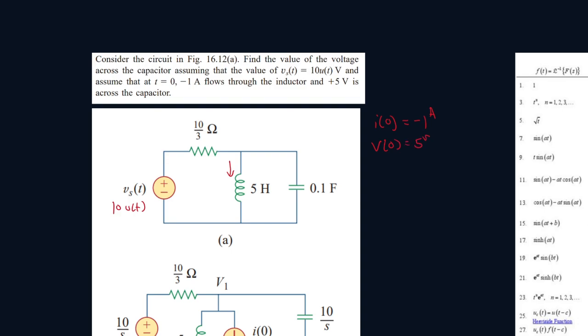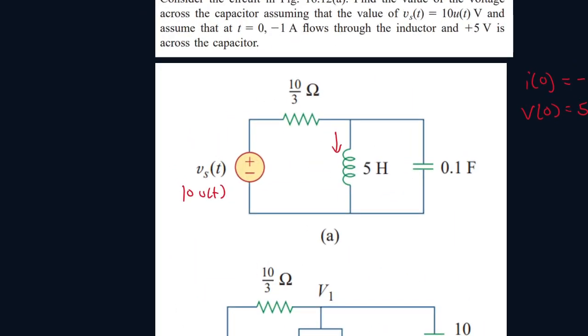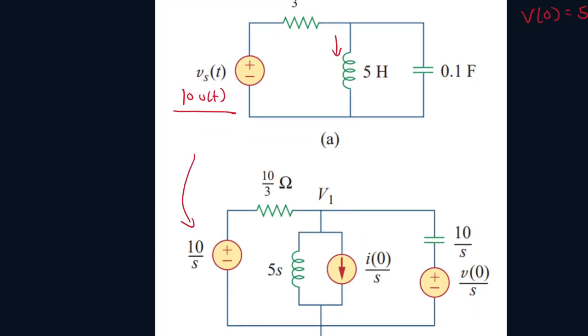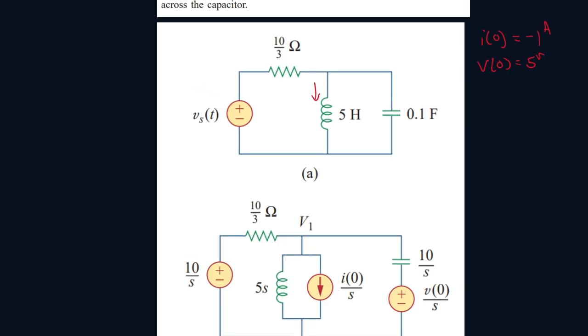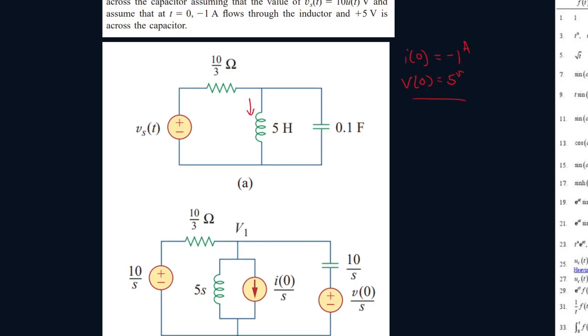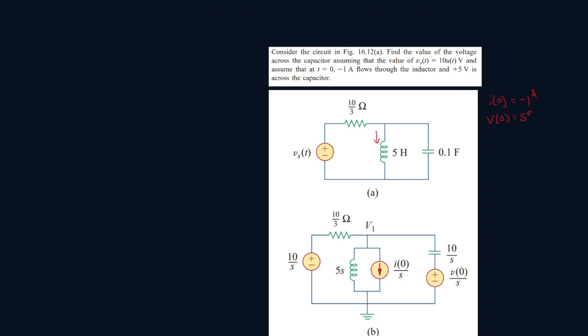Okay, so now let's get everything into Laplace format. For this, the Laplace of 10 times the unit step function will be 10 over s. For the resistance, it's just 10 over 3, so it's still just a resistance value. Now, the other two, since the initial condition is not 0, it's minus 1 and 5, we'll have to work in a different way.